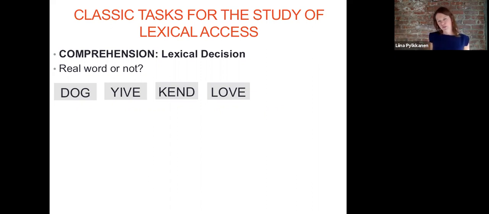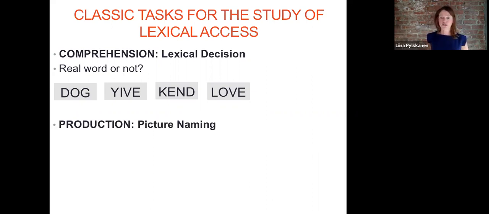What about in production? In production, we want to have a task that gets the person talking, okay? And usually we want to have a task that gets the person talking in a specific way because we're designing some kind of an experiment. That's a lot harder to do than just presenting your participant with stimuli that you're just going to process.